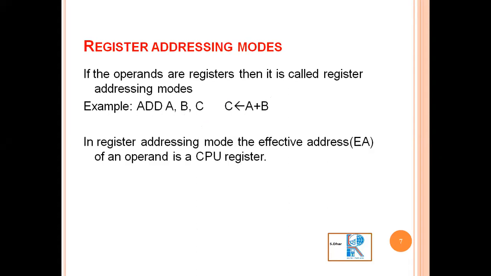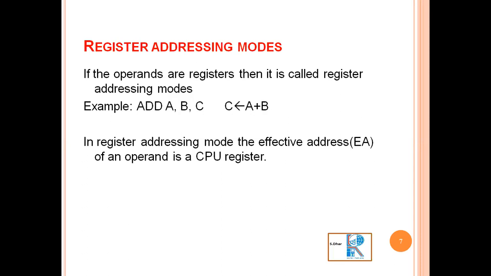In the register addressing mode, the effective address A of an operand is the CPU register. Now the question is, what is the meaning of effective address? Effective address means when we are talking about the different addressing modes, suppose you have written any instruction, the processor has to find out what is the effective address of an operand.